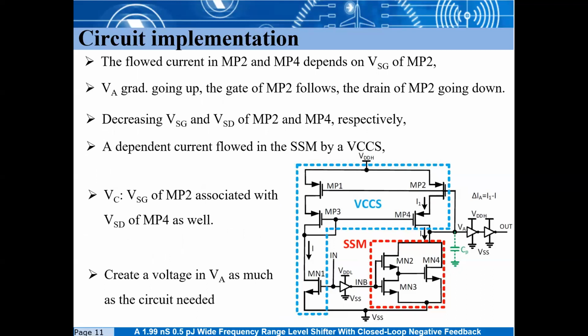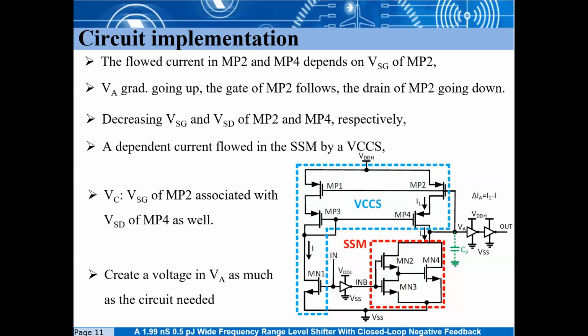In the proposed topology, the current generated from MN1 is mirrored to SSM for shifting up the output voltage. However, the current in MP2 and MP4 depends on VSG of MP2. Actually, when VR is gradually going up, the gate of MP2 follows it, while the drain of MP2 is going down.